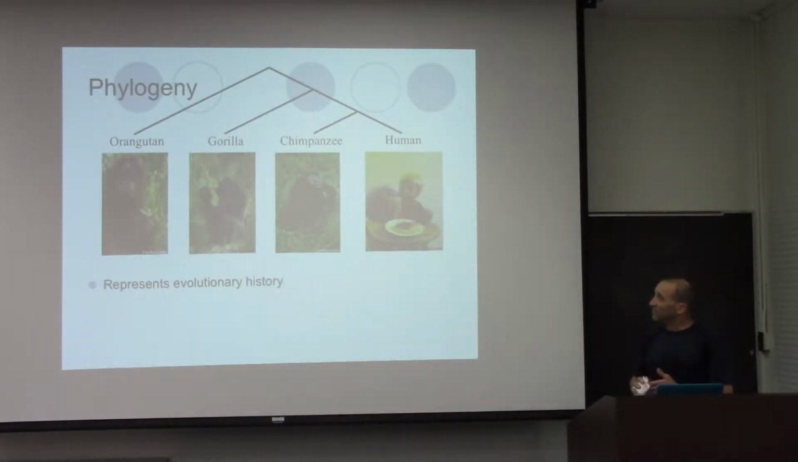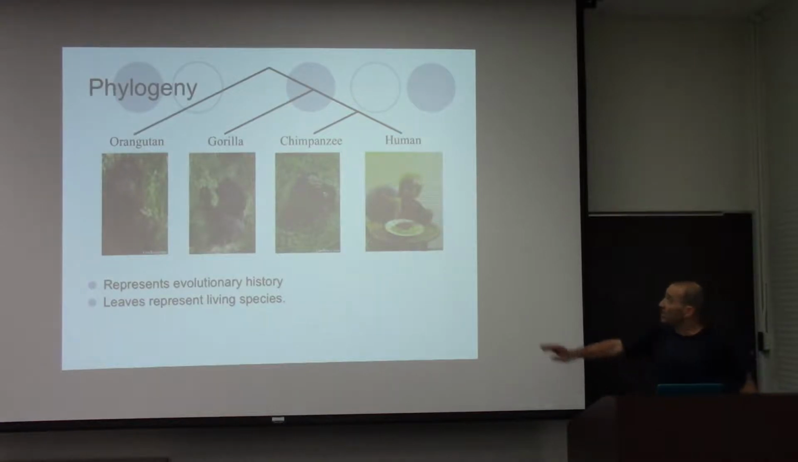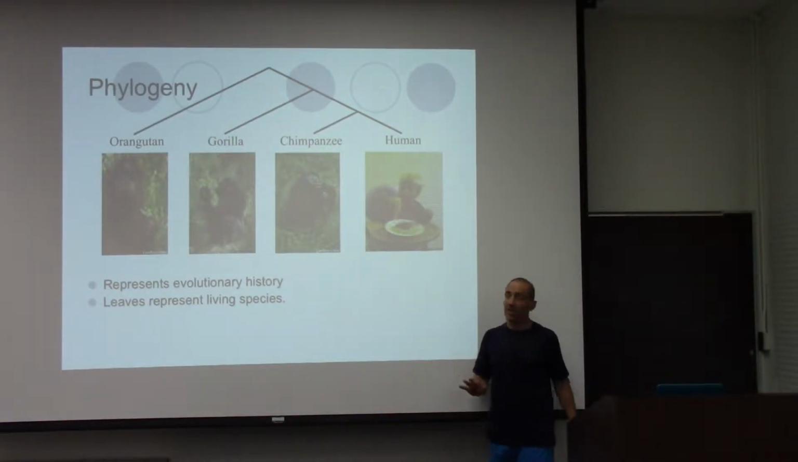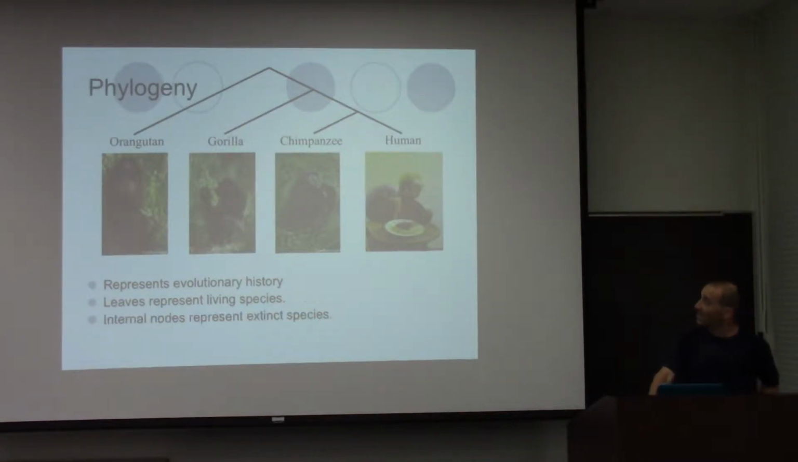So what is a phylogeny or a phylogenetic tree? It represents evolutionary history in a form where the leaves normally represent living organisms, okay? And the branches and internal nodes represent extinct species or, equivalently, evolutionary relationship, okay?